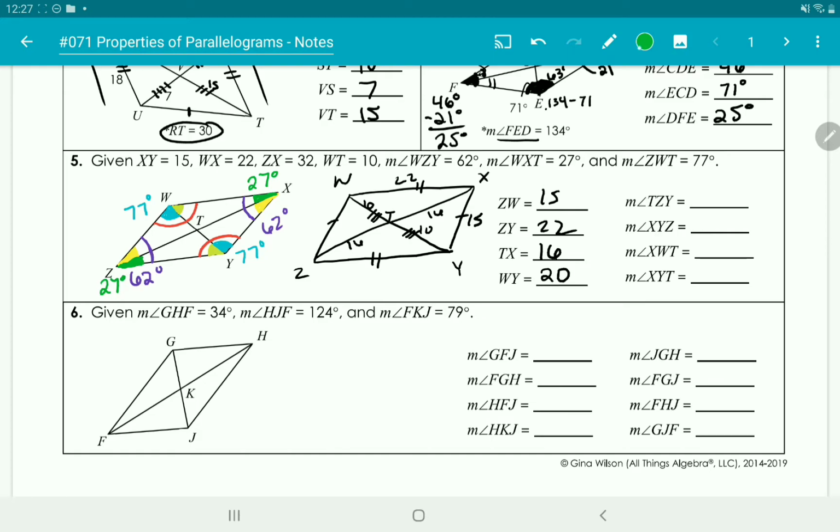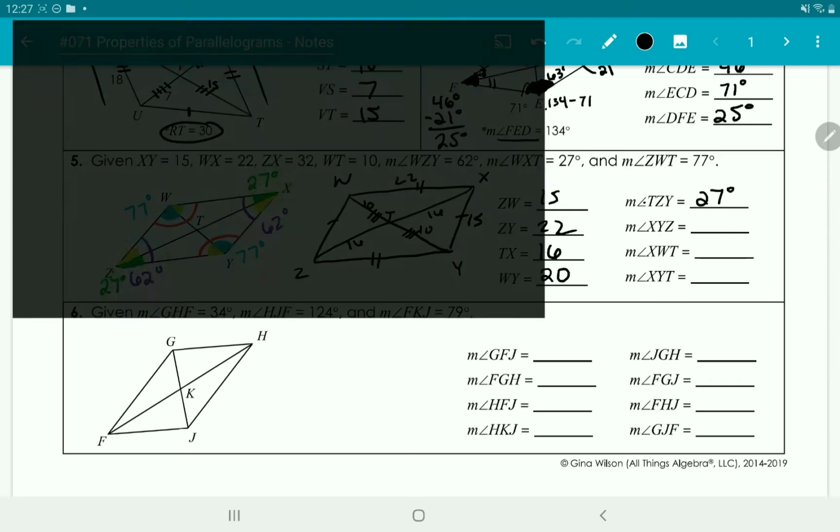Okay, now let's go through and try and figure out the rest of them. So, angle TZY is what I asked for. TZY. So it's going to be this green one over here. We know that's 27 degrees. Okay. XYZ. XYZ is going to be the entire thing over here. So we are looking at the orangey red one here. Okay. We do not have that one written down on either side.